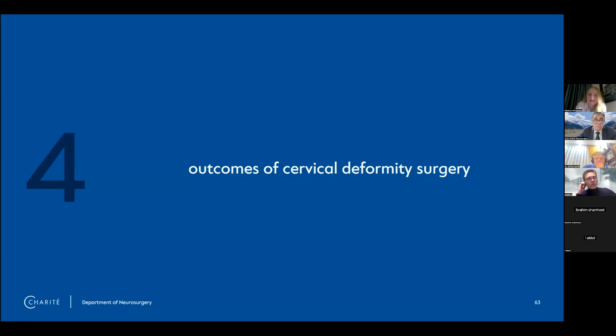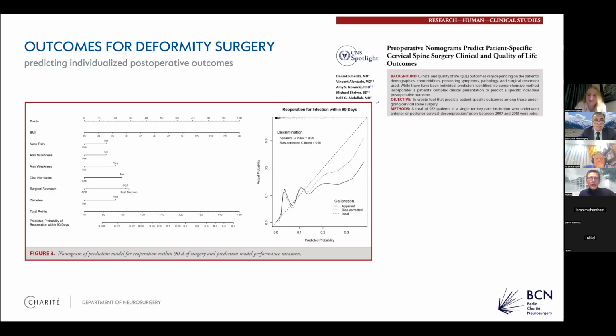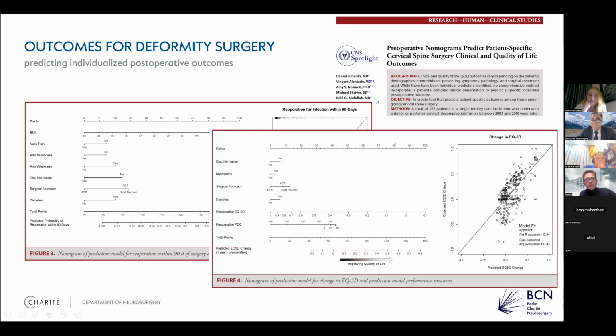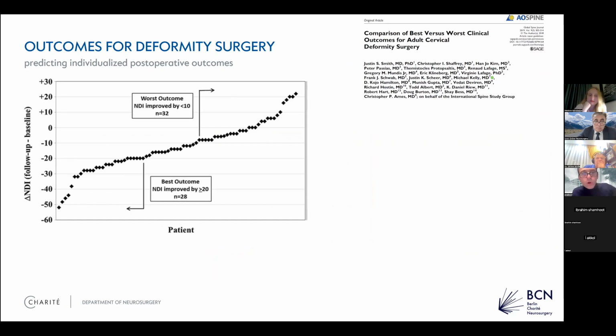So now we have 5 minutes left. I will discuss outcomes. You would like to have some kind of prediction of the outcome. As for this cervical spine herniated disc surgery, this group came up with an algorithm. You can predict the outcome. Here the outcome is predicted for the reoperation for infection. Here the outcome is predicted for quality of life or for pain. But this is not available for deformities.